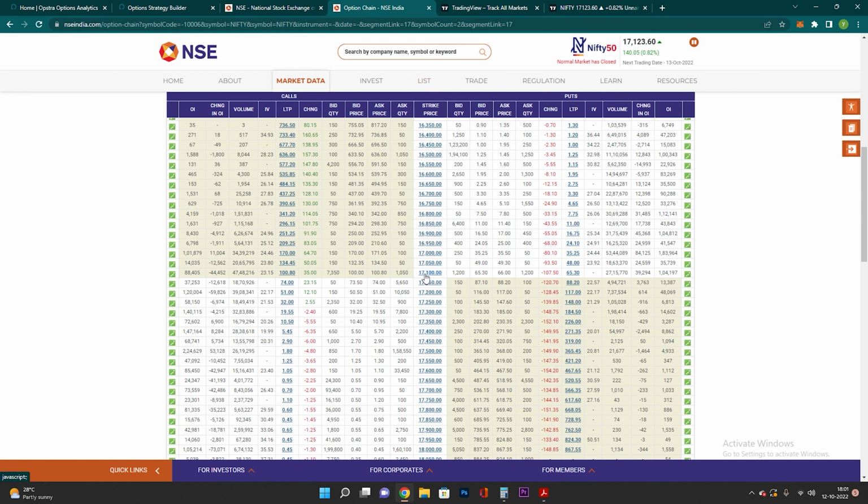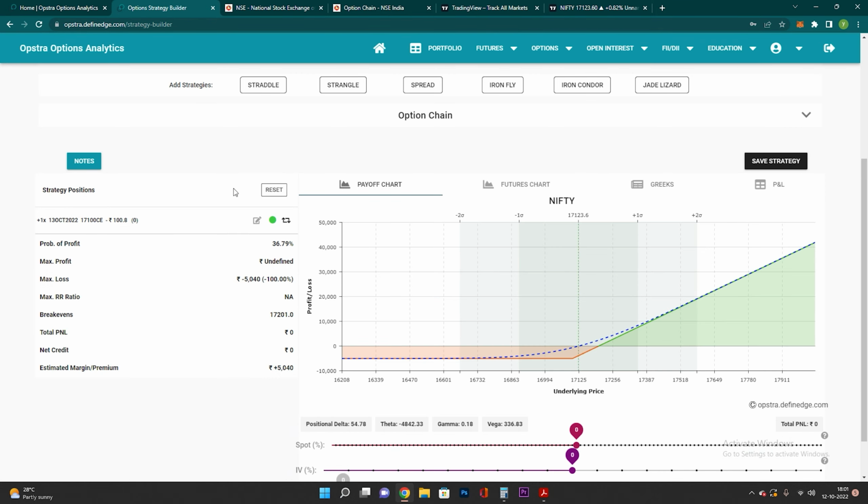See here, if you take 17,100, the premium you paid is 100 rupees. So 17,100 plus 100 is the break even point. I am giving an example here. So the break even point is 17,200. After 17,200, every point will fetch you profits.